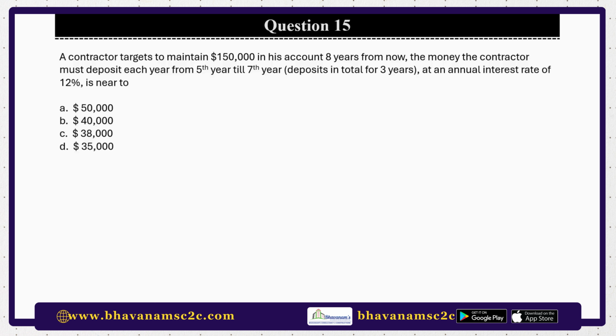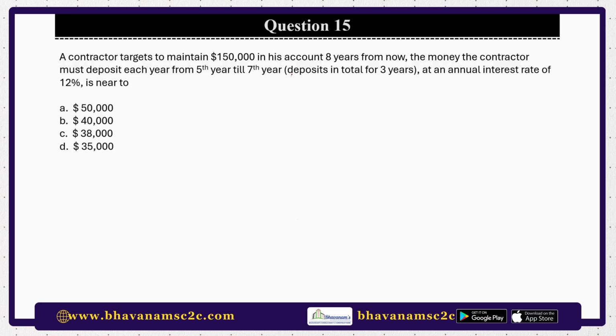It means that he doesn't deposit from 1st year to 4th year. He just starts depositing in the 5th year. He deposits for the 6th year. Also, he deposits for the 7th year. It means that he just deposits in total for 3 years.